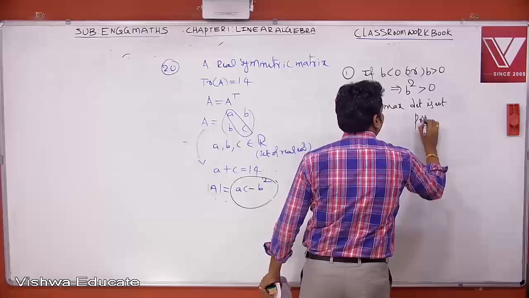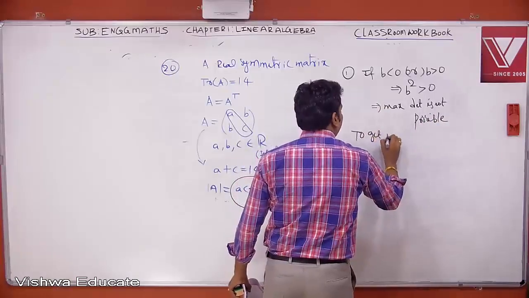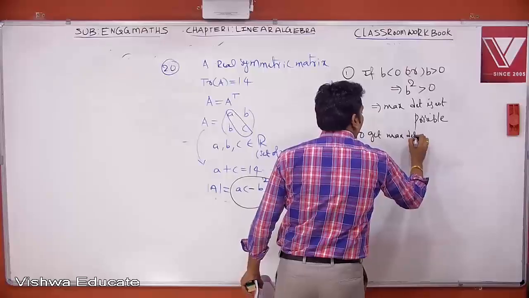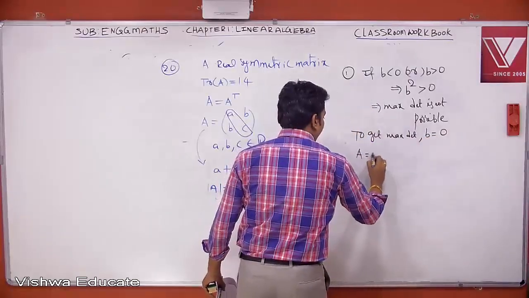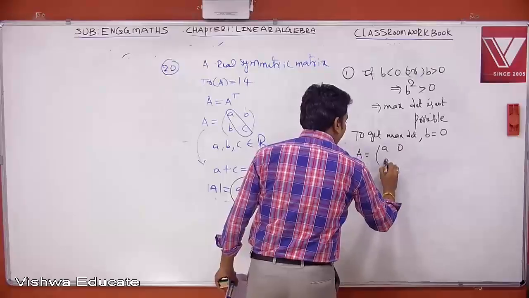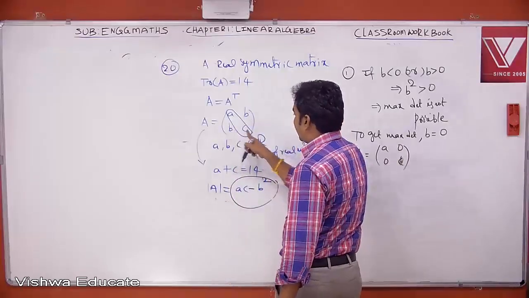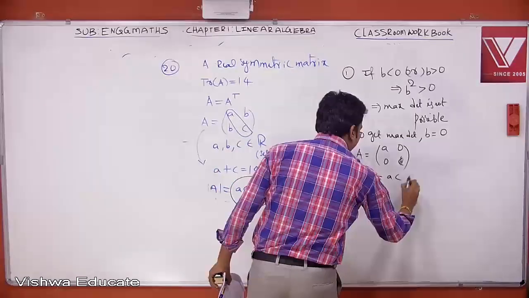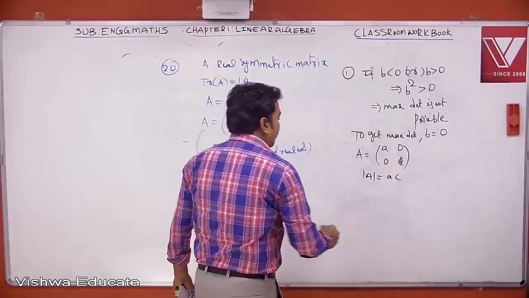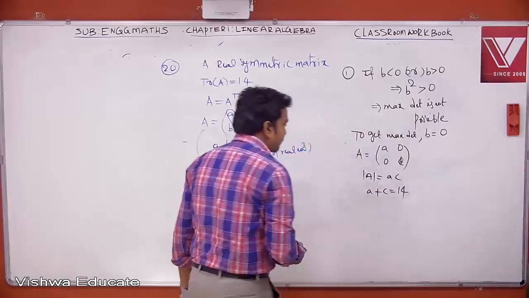So to get the maximum det, B could be 0. Therefore, the matrix A is restricted to A, 0, 0, C. So take B equal to 0, you will get A, 0, 0, C. Now the det of this matrix is AC. But anyhow, trace is 14. So A plus C is 14.